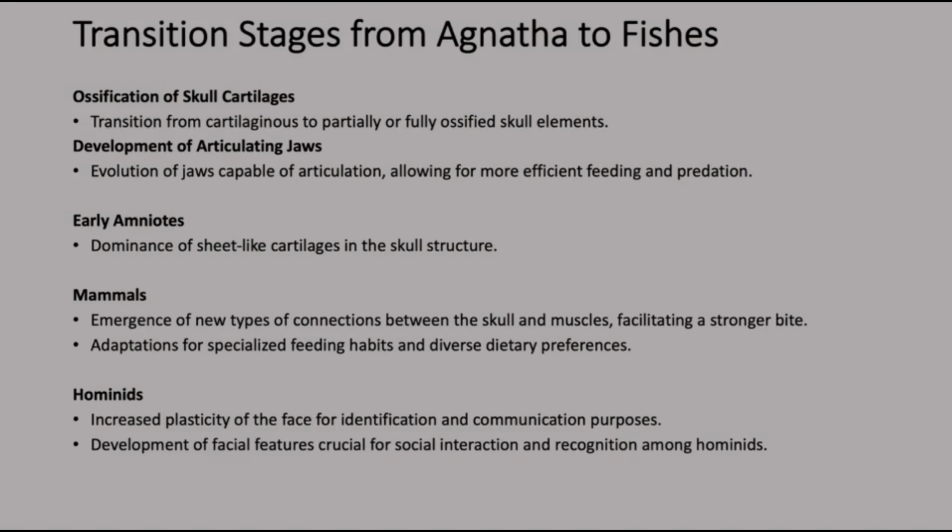And then the jaws, as we said, they became better, they developed, they became strong, they allowed for efficient feeding and then predation. In the early amniotes, there were sheet-like cartilages within the skull structure. So even though parts of the skull structure would be ossified, made out of bone, there would still be a little bit of cartilage, but not the whole thing.